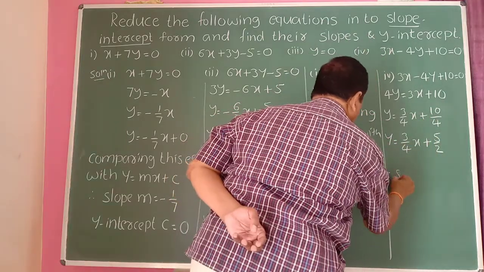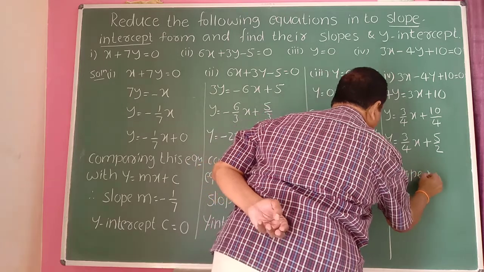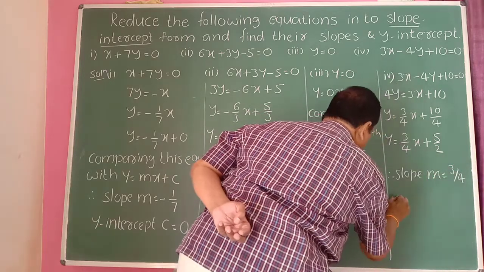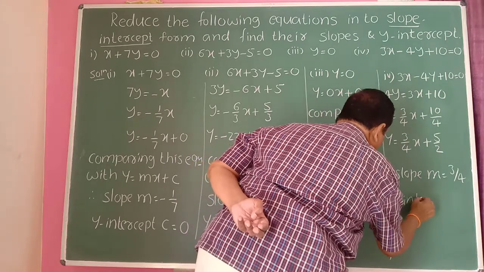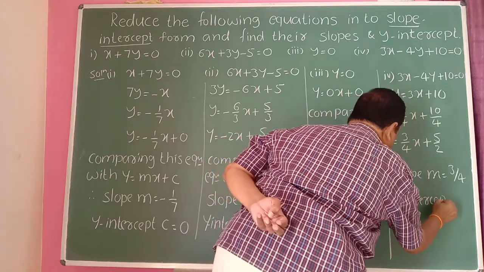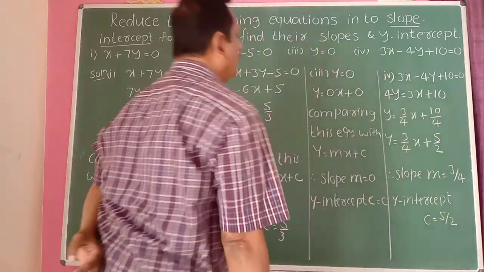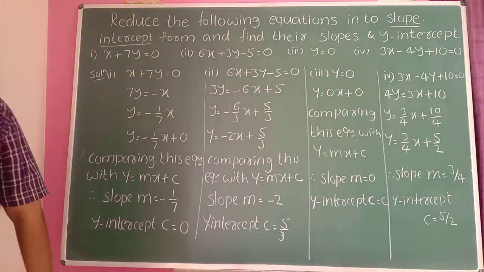Therefore, slope m is equal to 3 divided by 4 and y-intercept c is equal to 5 divided by 2. This is the answer here.